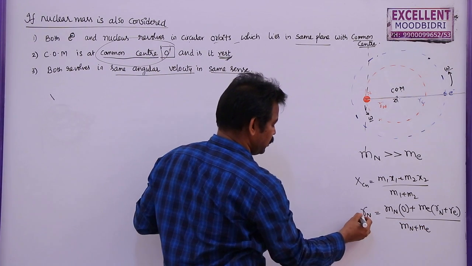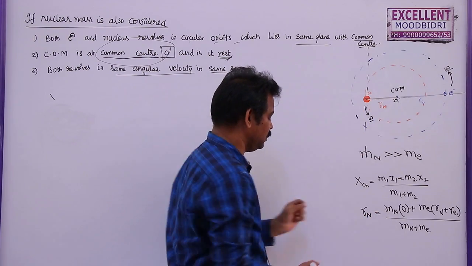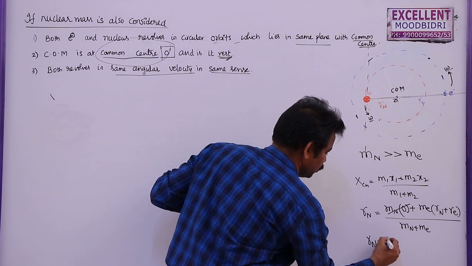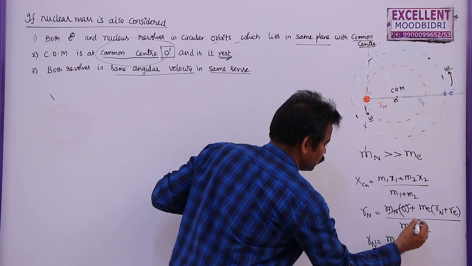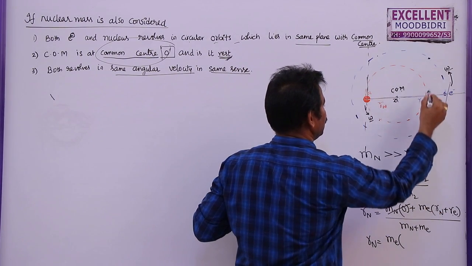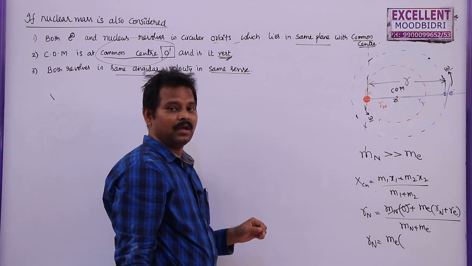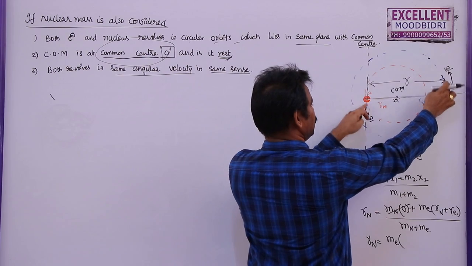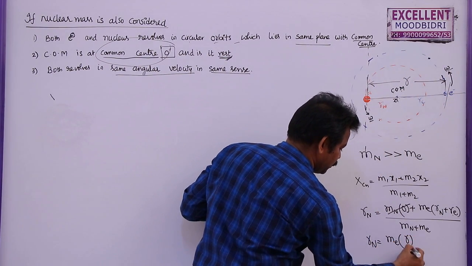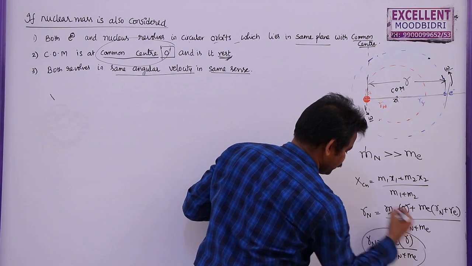So this is Rn, the radius of the nucleus orbit. I am going to write Rn is equal to, this will become 0, mass of electron into Rn plus Re, that is from here to here. Let me take it as R here, the distance between the electron and nucleus, and this value remains constant at any point. So Rn is equal to Me R by Mn plus Me.